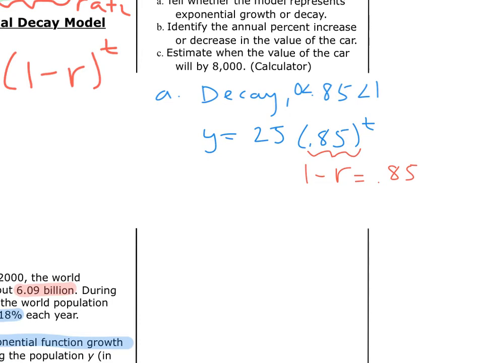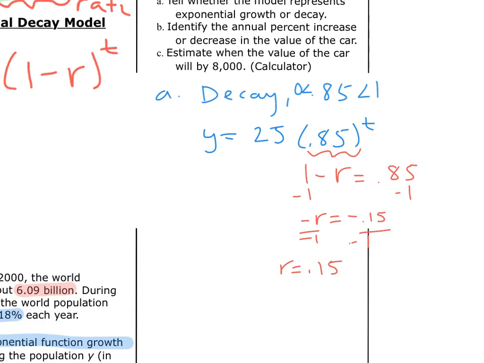Okay, kind of seeing what you're saying, Mr. Farmer. I kind of get it. And I'm like, don't worry, let's solve for the R. So we go ahead and we subtract 1 on both sides, and so we end up with negative R is equal to negative 0.15. But then you divide by negative 1 on both sides, and so then you get R is equal to 0.15.